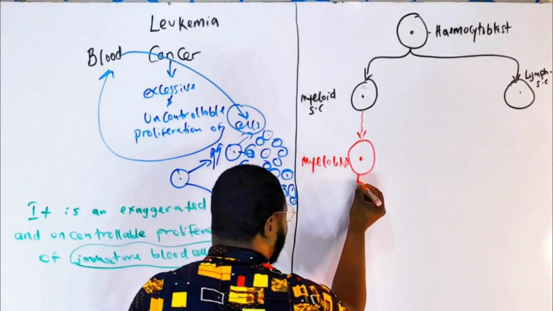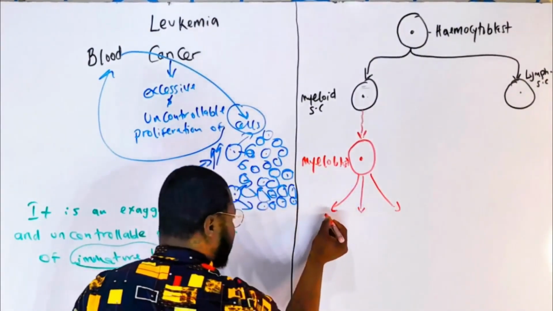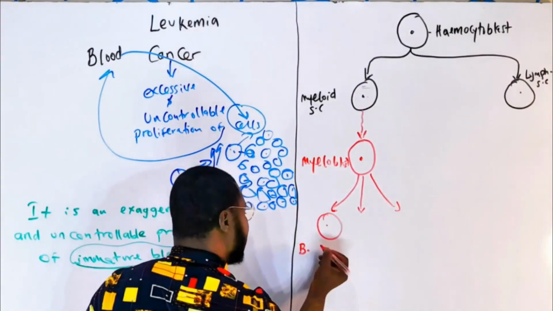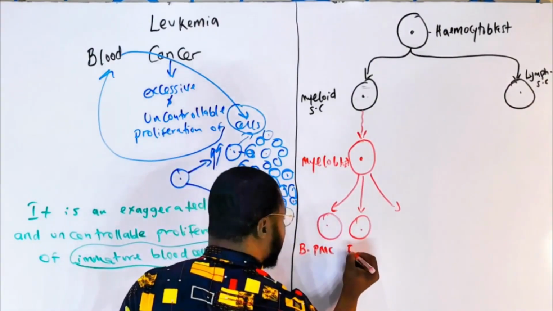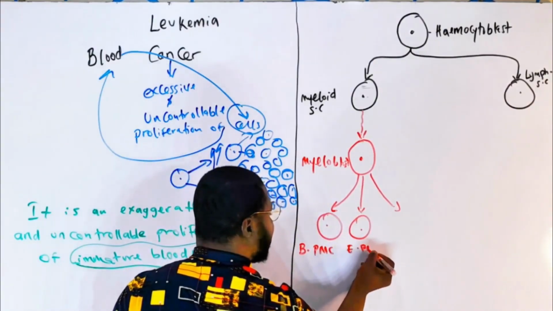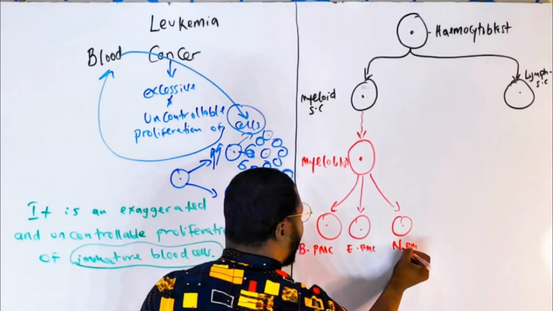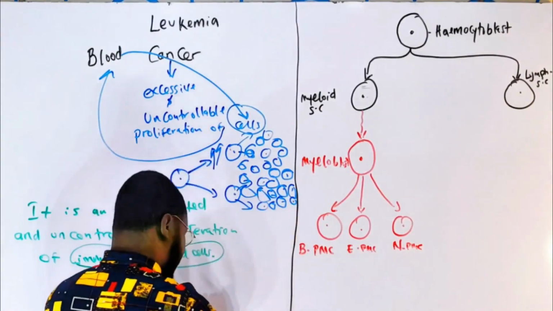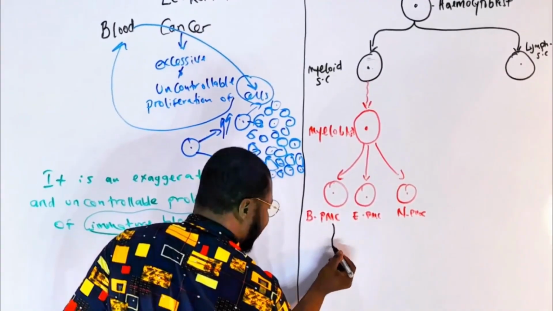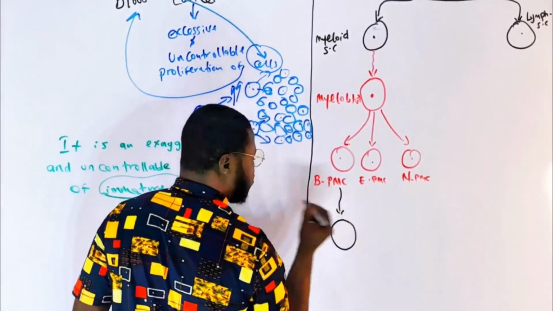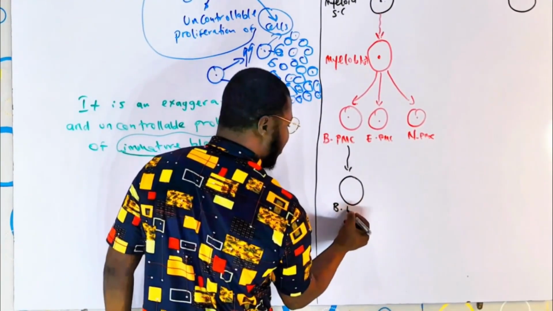And from there, it divides to form the pro-myelocyte for the three guys. So, we have the basophilic pro-myelocyte, we have the eosinophilic pro-myelocyte, and we have the neutrophilic pro-myelocyte. And from there, the basophilic pro-myelocyte will divide to form a new cell. The new cell it is going to form is the basophilic myelocyte.